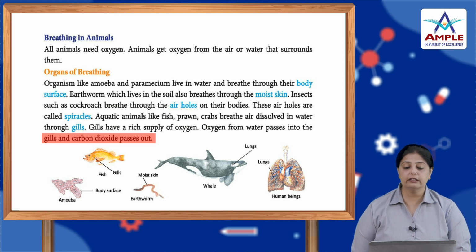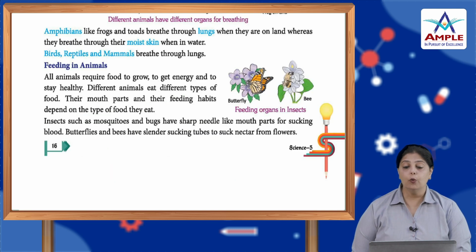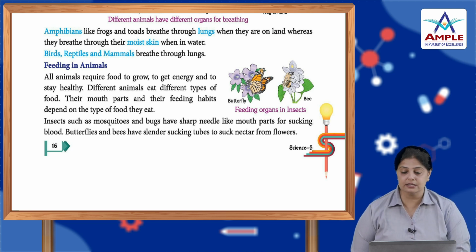Now, if you look at the picture, you will come to know that different animals have different breathing organs. The fish have gills, amoeba the body surface, earthworm the moist skin. Whale breathes through lungs like the way we do, human beings use lungs. Frog on land uses lungs, and in water breathes through moist skin. Tadpole, the baby of the frog, has gills. And grasshopper and cockroach have spiracles.